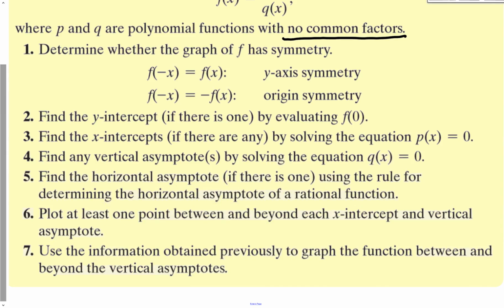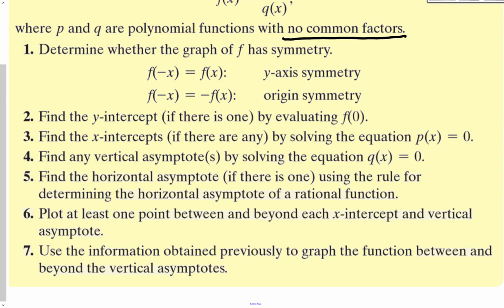First, determine whether the graph has symmetry. Because if it has symmetry, you only need to graph half of it, and then you flip it over, either over the y-axis or over the origin. So determine whether it's even, y-axis symmetry, or odd, origin symmetry. So how do you do that? You plug in negative x, and you see if you get your original function, or you see if you get the opposite.